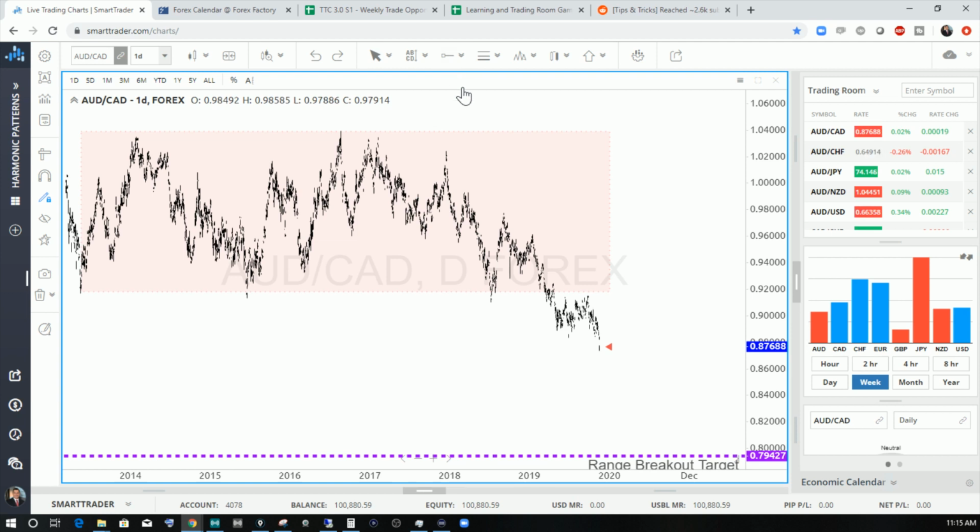Now I'm going to put some trend lines. Okay, here are the trend lines going down. I'm actually going to get a little bit more aggressive on this, and I'm going to use this as my trend line right here.